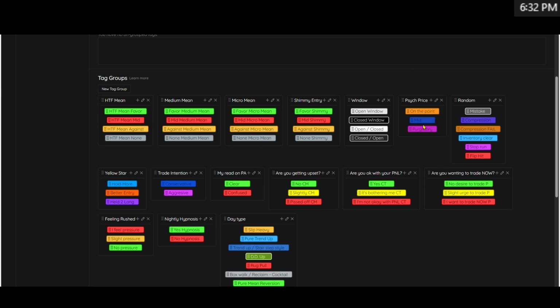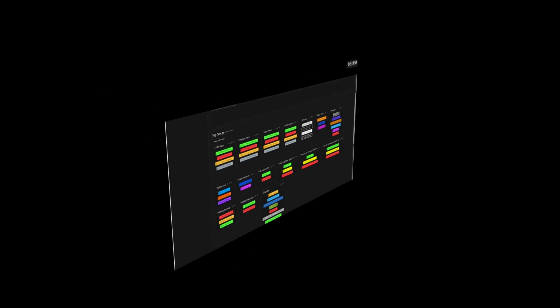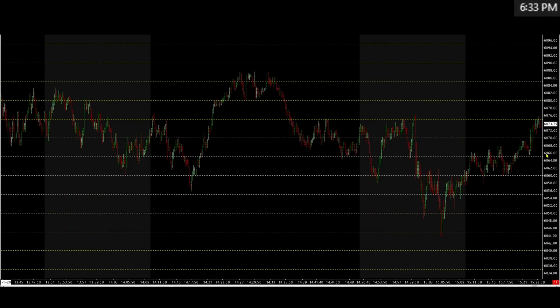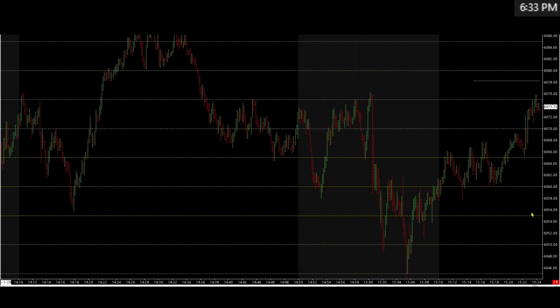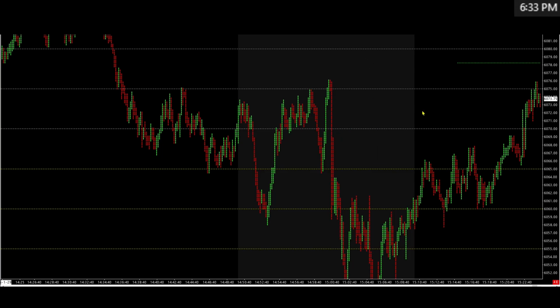Next, we have psych prices. So we have on point, mid, and purgatory. Let me show you what those are. Coming back to the 10-second, we will zoom way in. These yellow lines are psych prices.